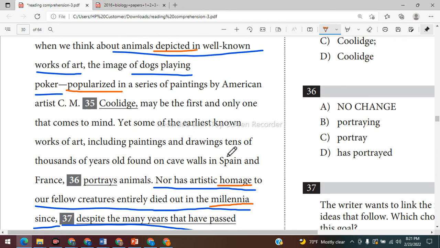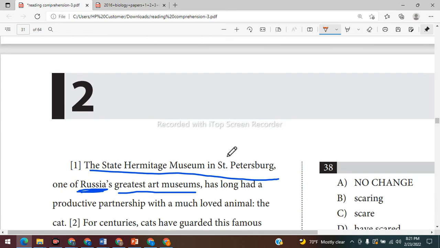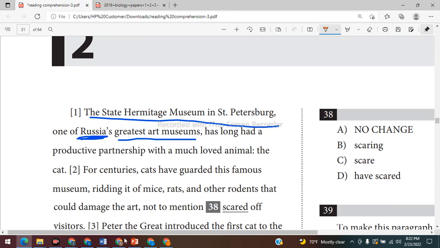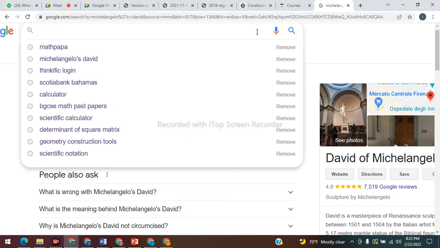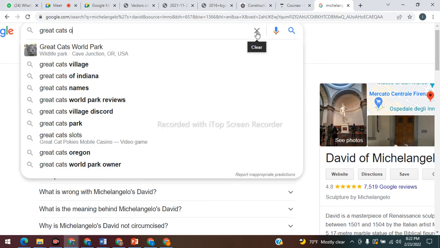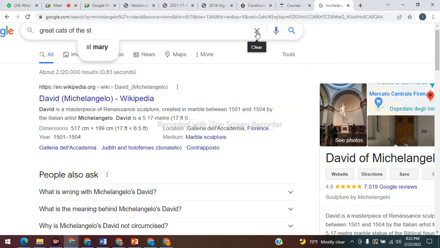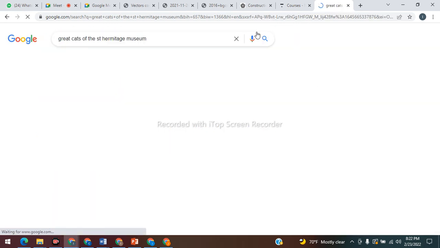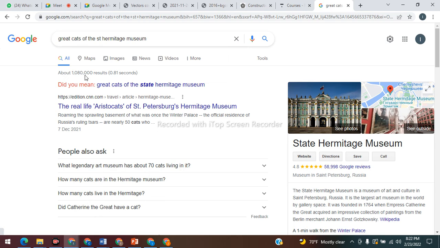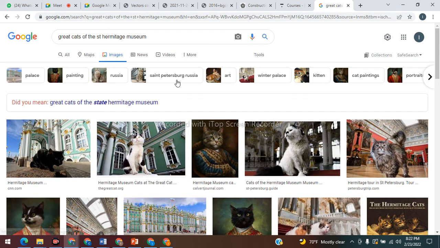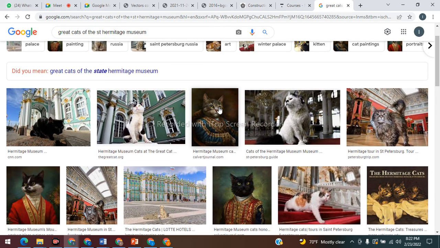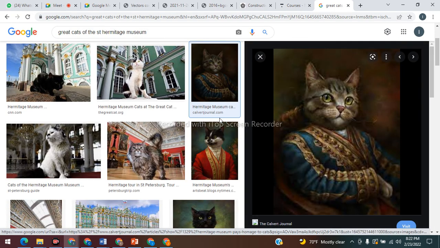The thing is, I want to see these cats though. What do you say? The great cats of the State Hermitage Museum? Let's look that up. Yep, the real life aristocrats. Let's see where the cats are. Oh, look at them. Look at them in the pictures, man.